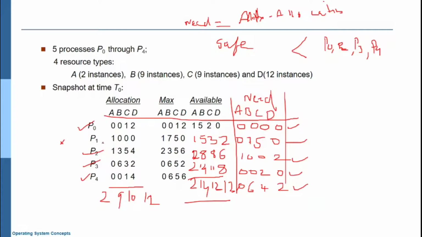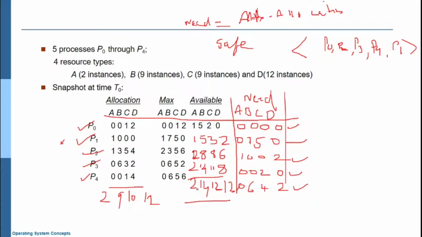for P1, where the resources it needs are 0 7 5 0. So 7 instances of B are available, and C, it requires 5. We require 12. We have 12, so we can satisfy the condition. So P1. So this is the safe sequence. So P1 is also satisfied when it releases all its resources.